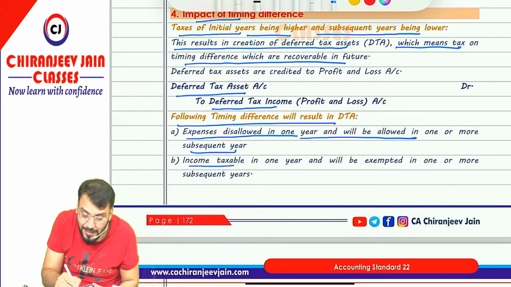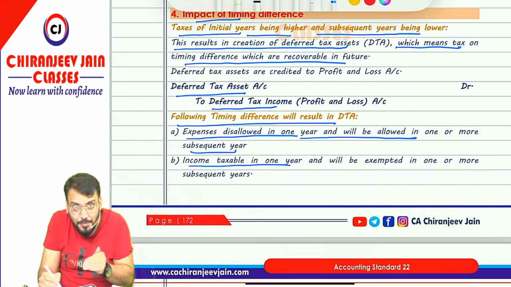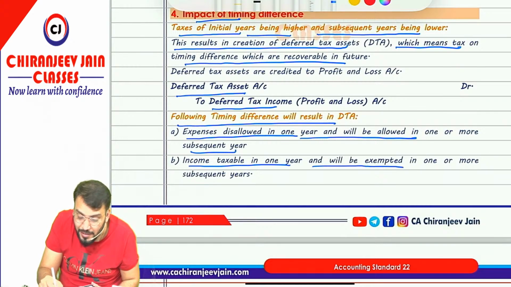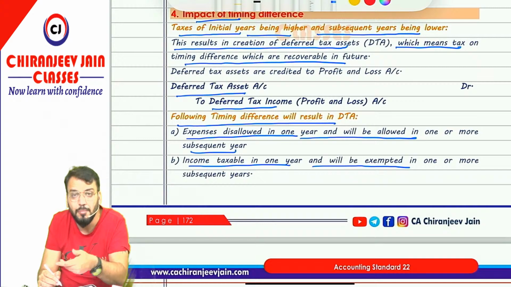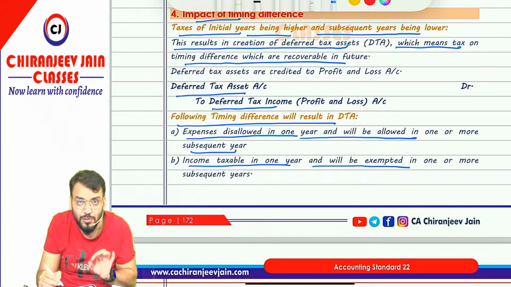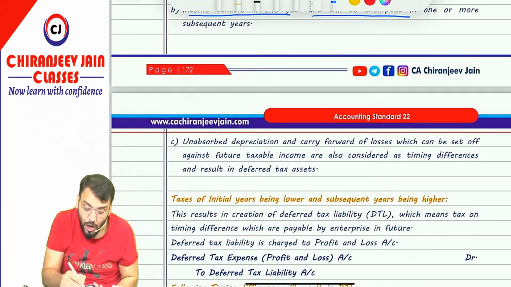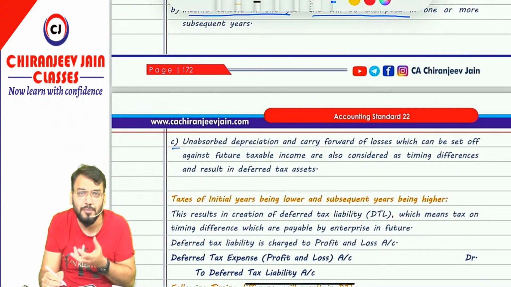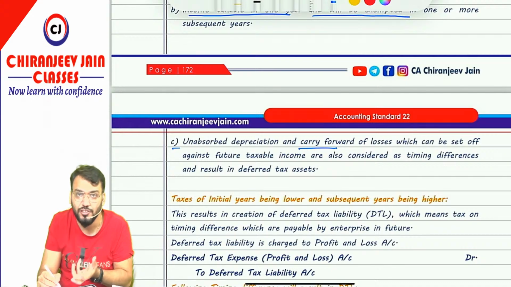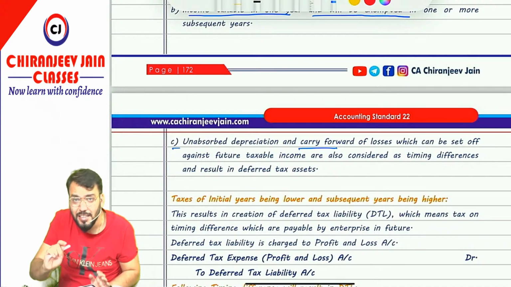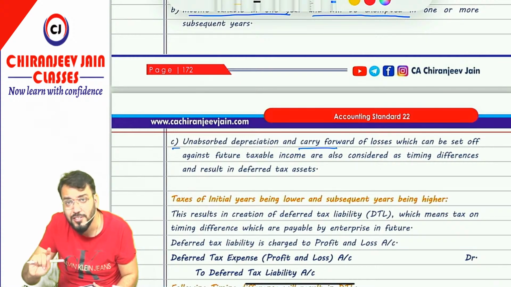Or income taxable in 1 year, it is taxable in 1 year and will be exempted in one or more subsequent years, which means it will be exempted from taxable profit in future. That will also give rise to a deferred tax asset. However, we all know now that unabsorbed depreciation and carry forward losses, suppose we have some tax losses or some unabsorbed depreciation as per the Income Tax Act, can also be carried forward for subsequent 8 years.